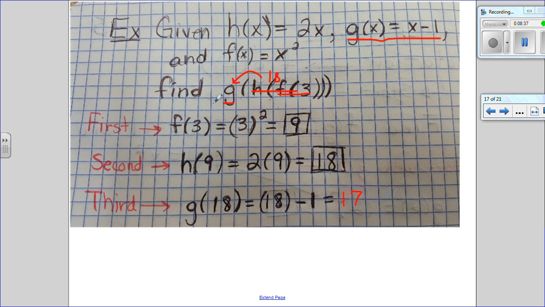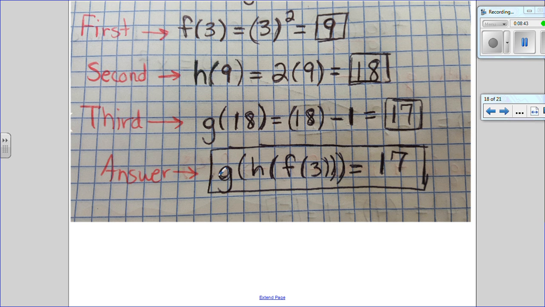And we're out of letters, so we're pretty much done. We just have to write it correctly. So in the last slide is the answer. g of h of f of 3 is equal to 17, and that is your final answer.